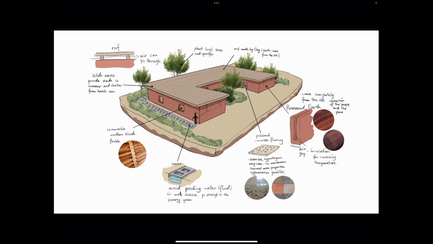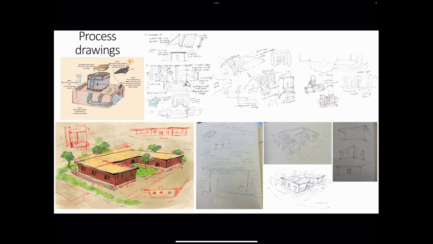The last element in my design is the sewer system. To reduce the hazard of flooding in wet season, a sewer system is designed surrounding the buildings. Here are some drawings and the prototype process.